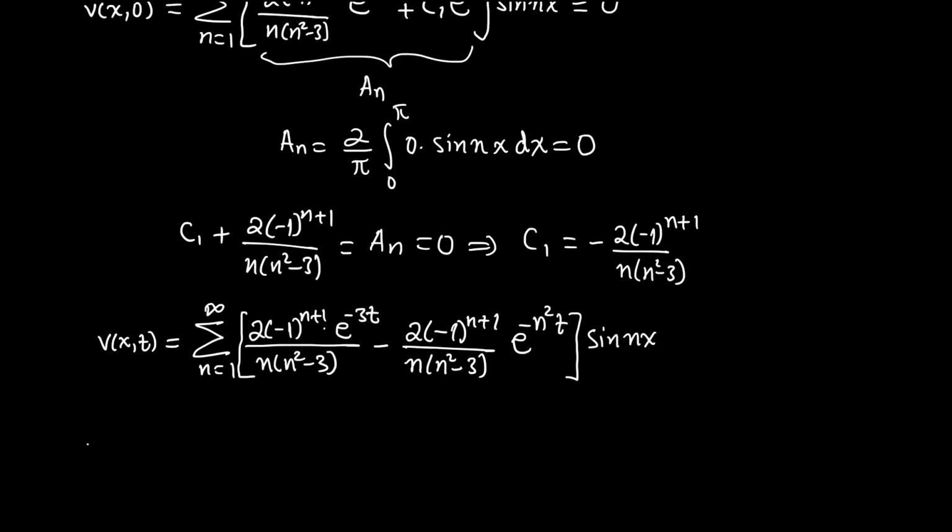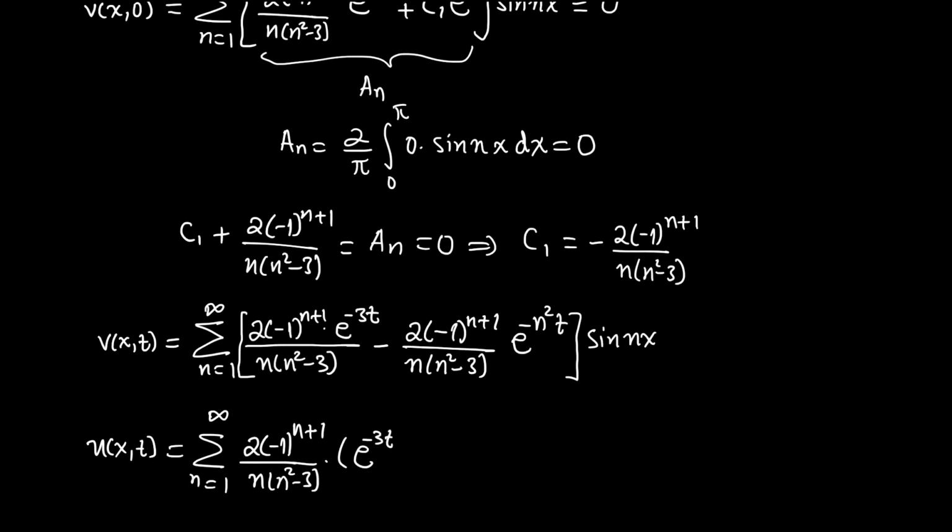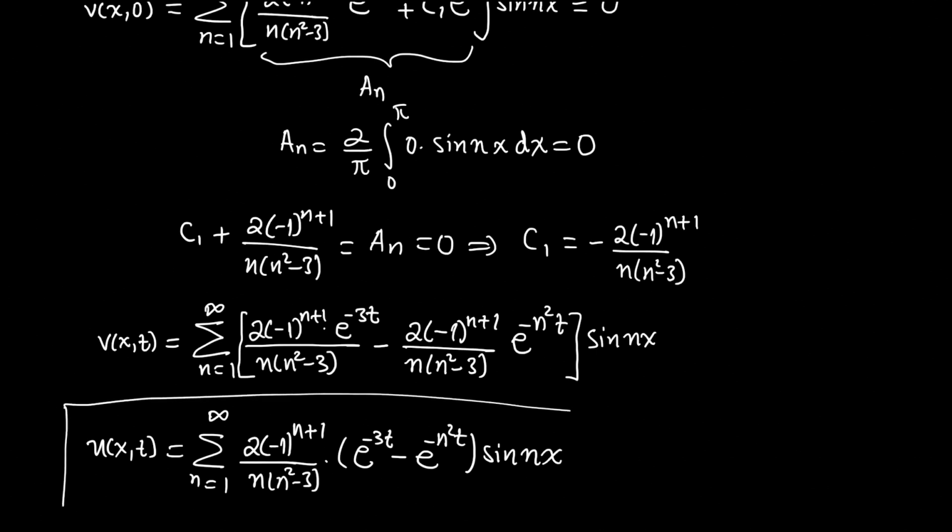Then u(x,t) is just the same as v(x,t), so just the summation of n equal to 1 to infinity. I can do some factorization. Then I'm going to have 2 times (minus 1 to the n plus 1) divided by n squared minus 3, times e to the minus 3t minus e to the minus n squared t, sine of nx. So that's the solution, as you can see.